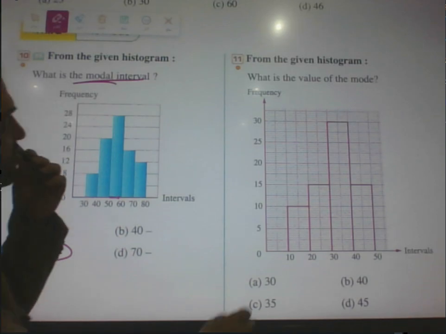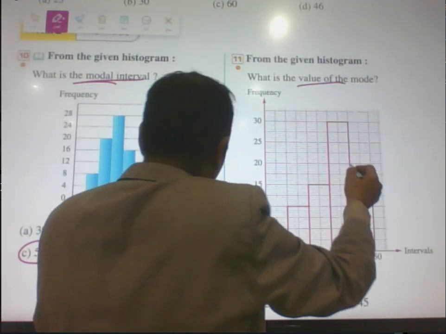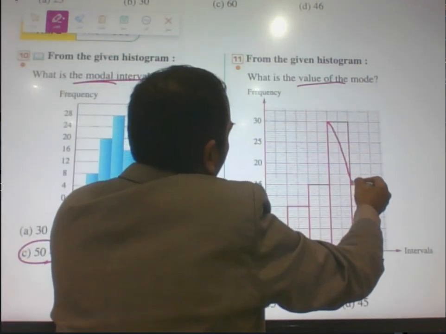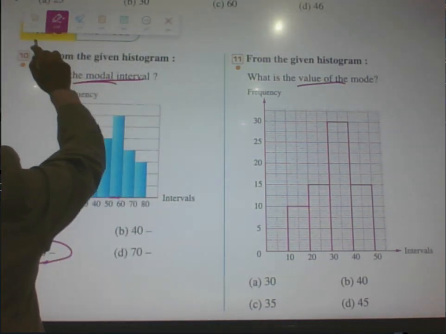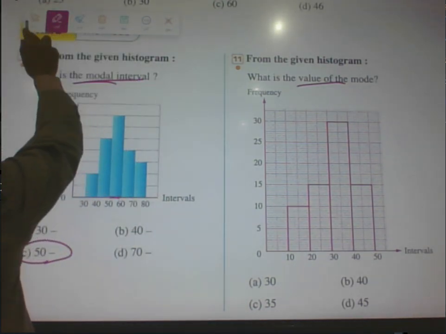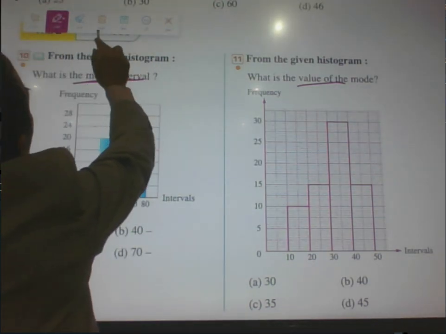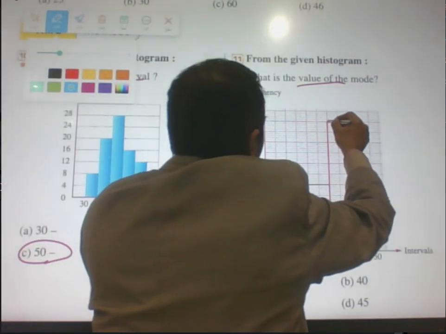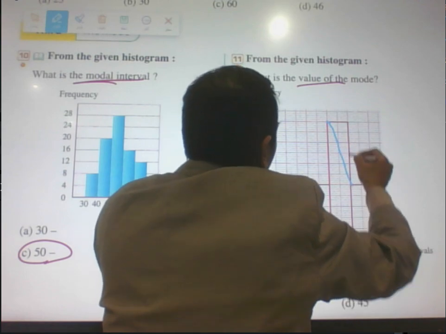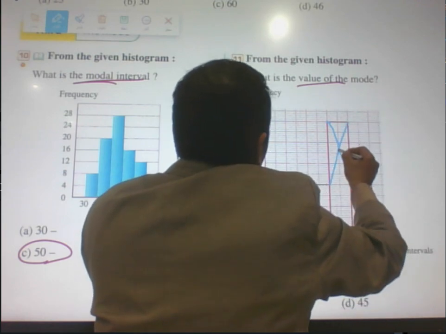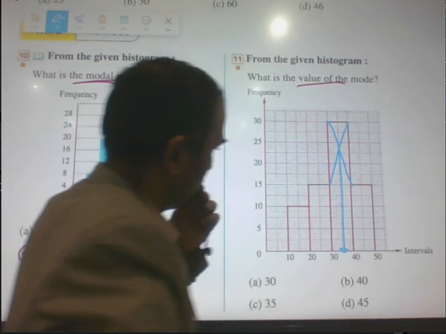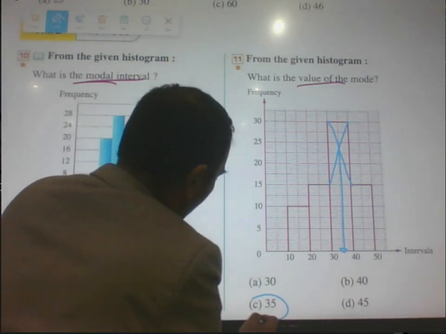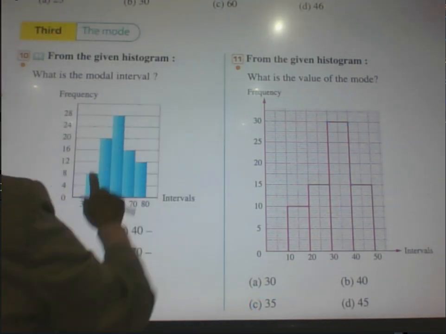Next, what is the value of the mode? To find the value of mode, you must draw here like this. Okay, don't worry, I will draw. You can use a ruler with me to find the answer. First I will draw here like this, intersection at one point, and then draw the value, between 30 and 40 in the middle. It will be 35. And the mode here will be 35. Next question.